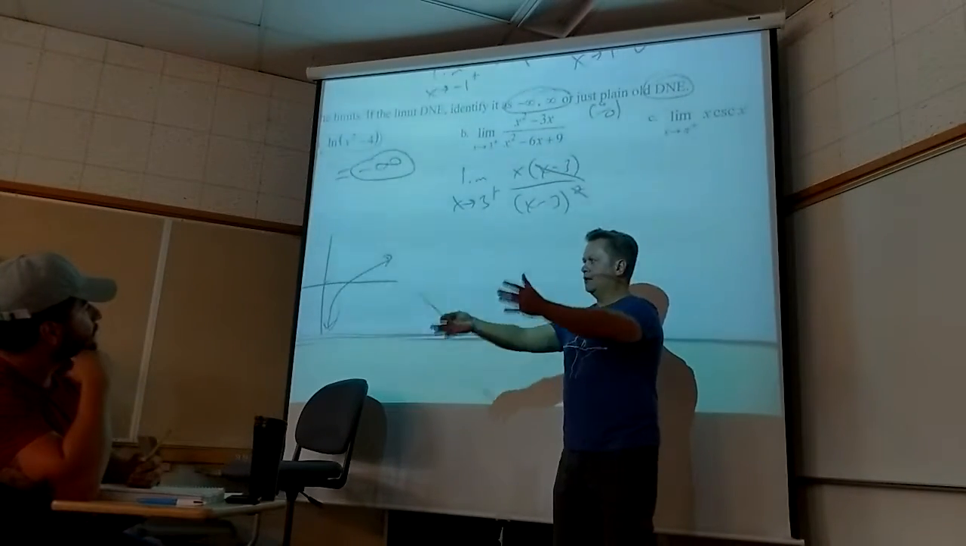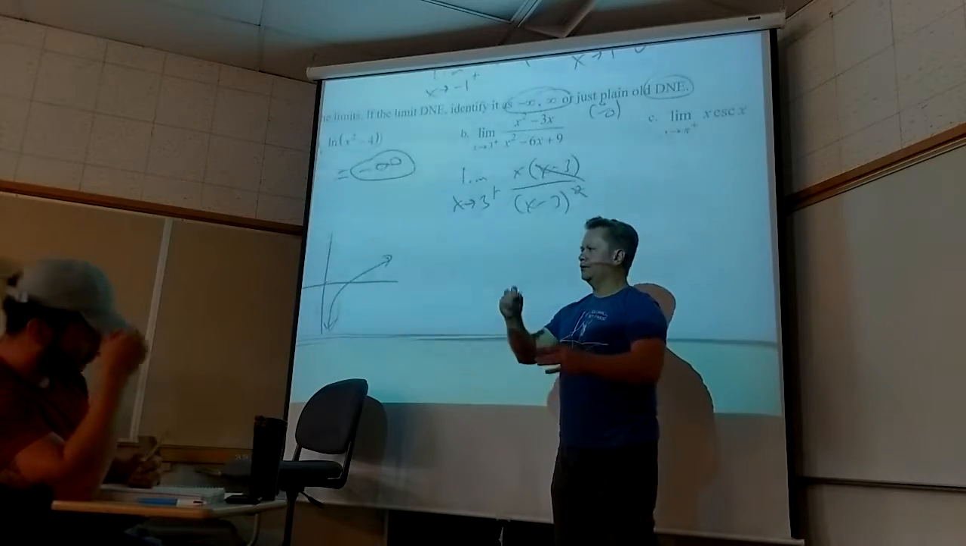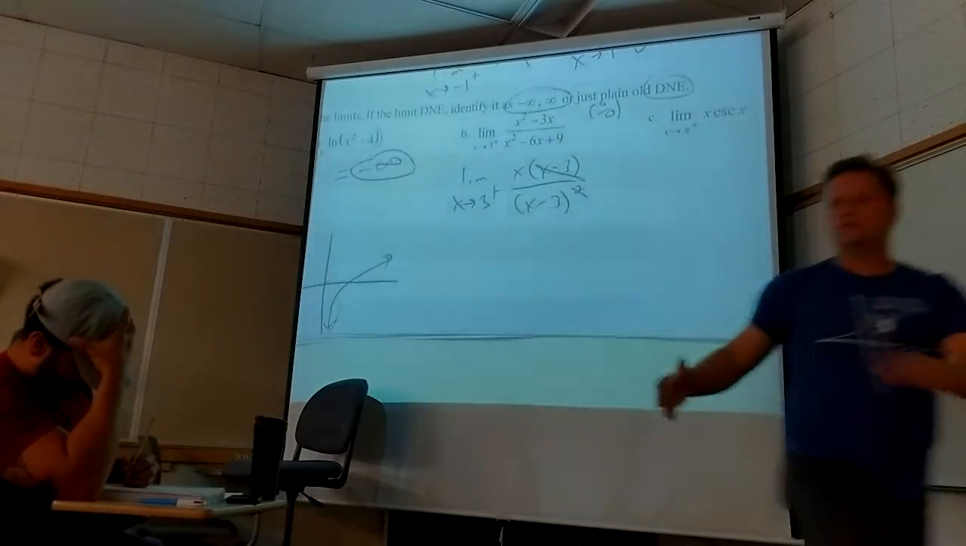So as I go from above, what sign does this have? Because I'm using numbers that are bigger than 3, subtracting 3, that's positive. And the top is around 3, so that's also positive. Therefore, the answer is positive infinity. And again, get used to putting that plus sign so it's really clear to me that you know which infinity it is.